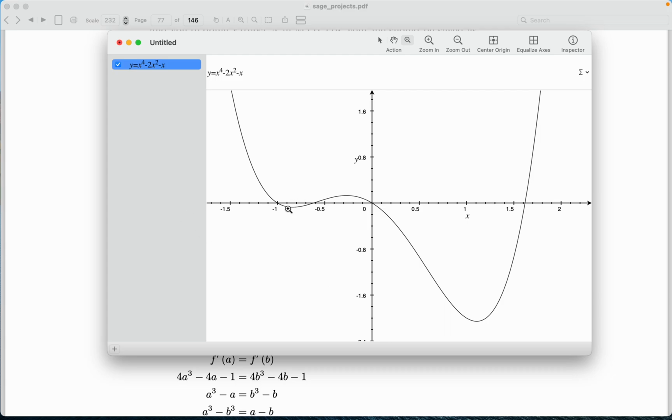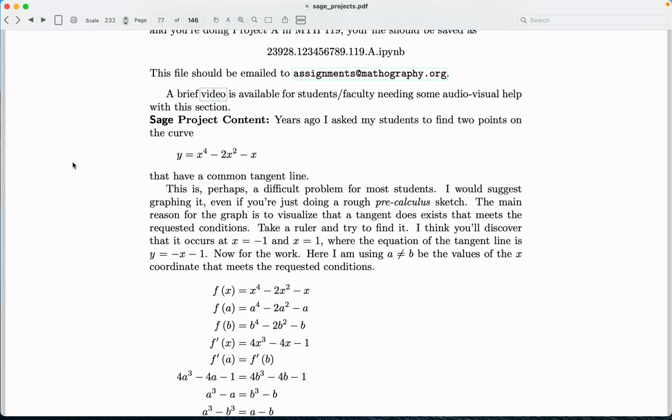Let's go back and read it again. Years ago, I gave this to my students: find two points that have a common tangent line. A tough question, isn't it? This is perhaps a difficult problem for most students. I would suggest graphing it, even if it's just a rough pre-calc sketch. The main reason for the graph is to visualize that a tangent line does exist that meets the requested condition. Take a ruler and try to find it.